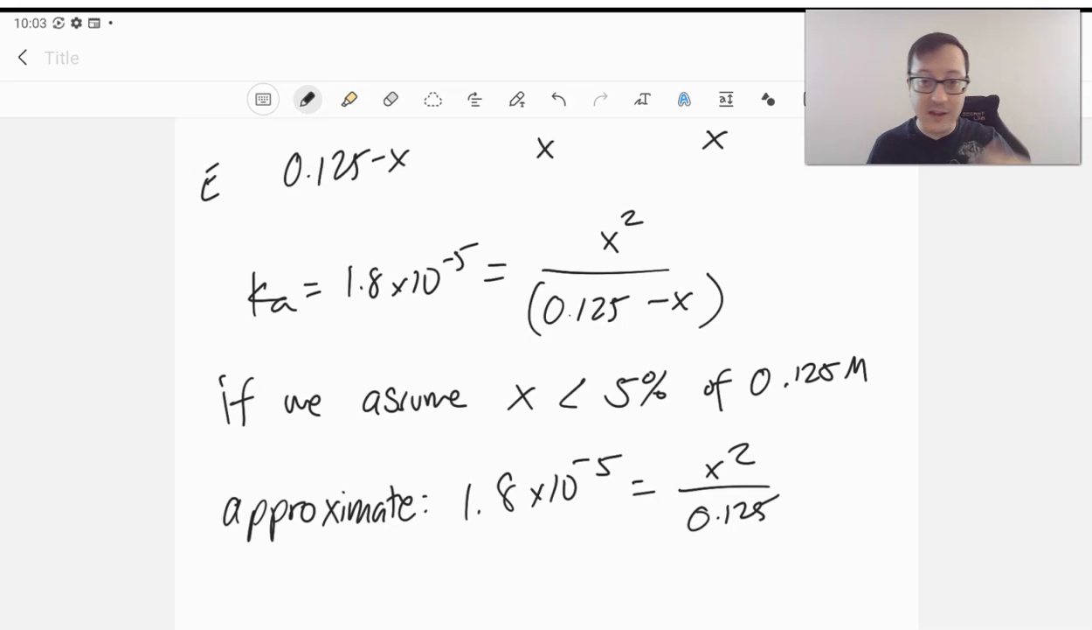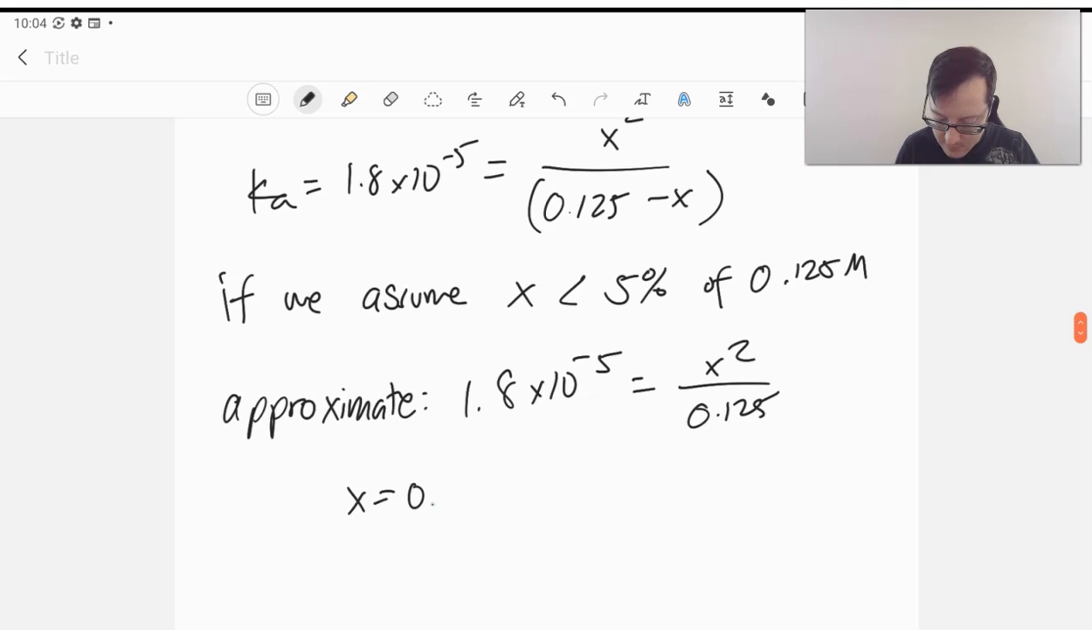You can always use Wolfram Alpha, get the real answer. But if we assume the 5% thing, that basically takes into effect sig figs. So if the x value is going to be less than 5% of our original molarity, then even subtracting it from our original molarity doesn't make sense with sig figs. So let's go ahead and solve it here, and then we'll do the Wolfram, and we'll see how accurate our assumption is. So 0.125 times 1.8 times 10 to the negative 5. We're going to just square root that to get our x value here. If we approximate, we get 0.0015.